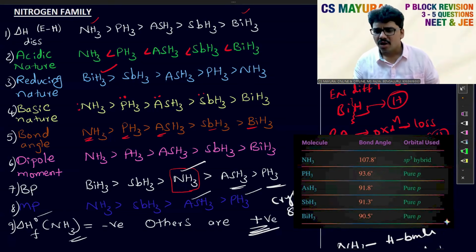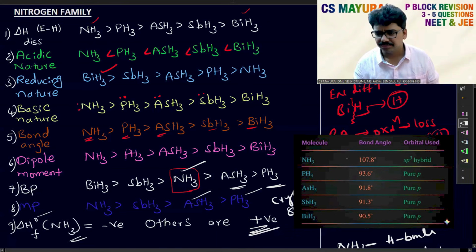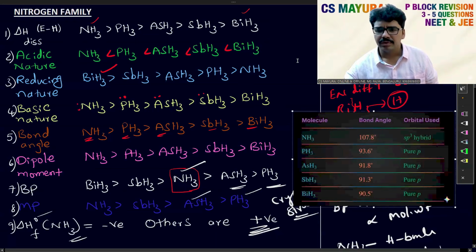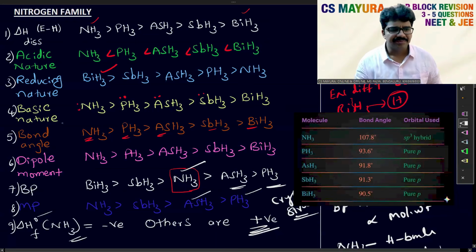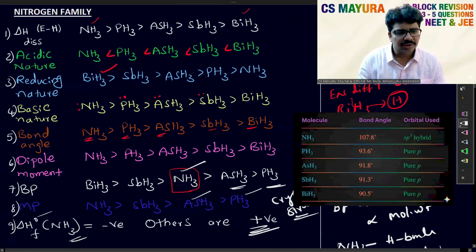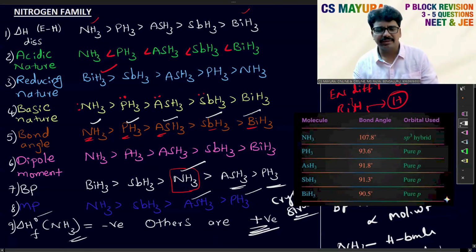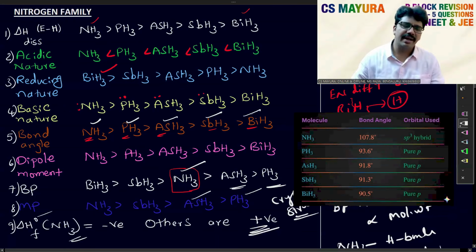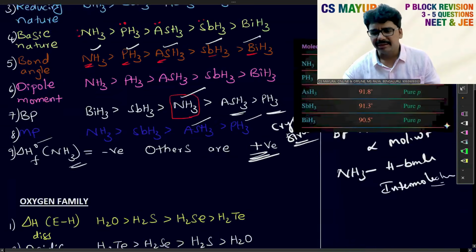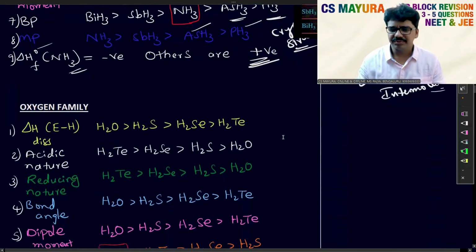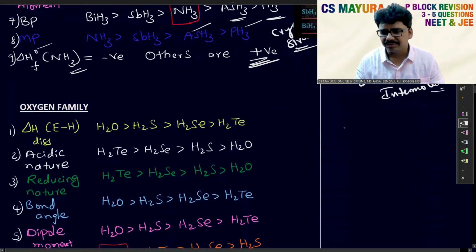Coming to bond angle. In general, as per the values, the ammonia bond angle is greater than phosphine, which is greater than arsine, which is greater than stibine, which is greater than bismuthine. So down the group, bond angle decreases. First, I will tell you why bond angle decreases.